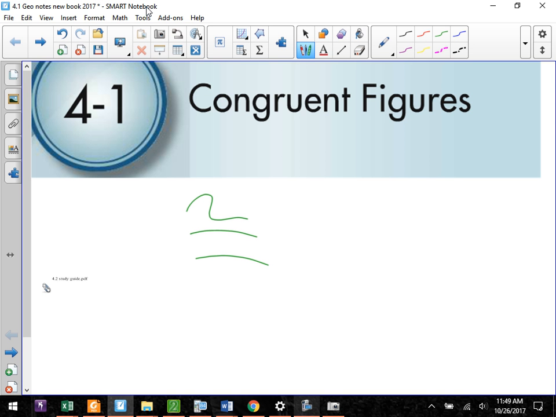Yes, that's congruent. Very good. What does congruent mean? We talked about that at the beginning of the year. Same shape, same size, equal length, equal measure, things like that. So when we look at what we're talking about today, we're going to talk about this thing called congruency. Congruency is equal measures.